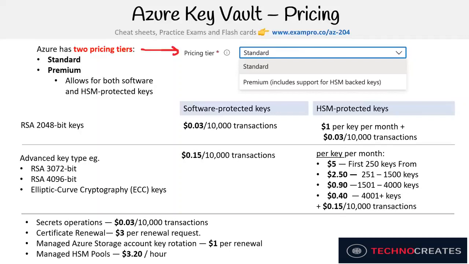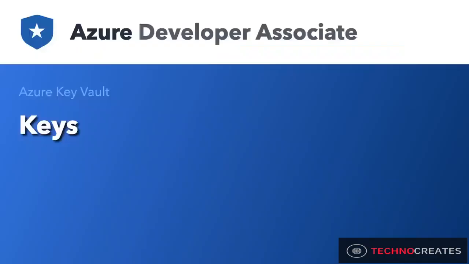Managed HSM pools is $3.20. This might vary in terms of price based on your region. But I just want to show you that there is an additional cost for the keys when you have HSM protected, okay?